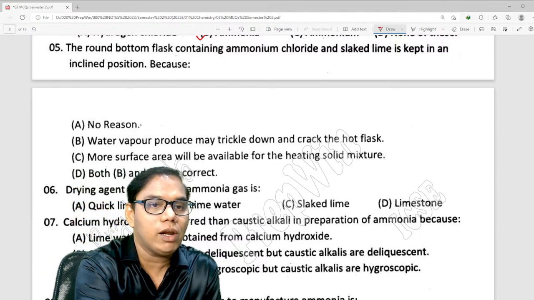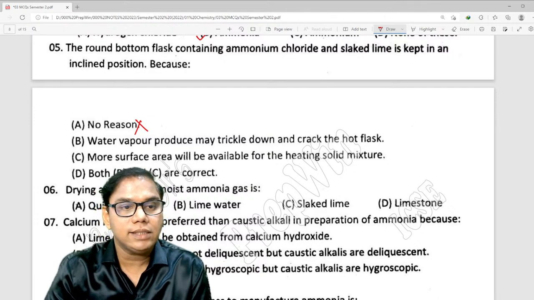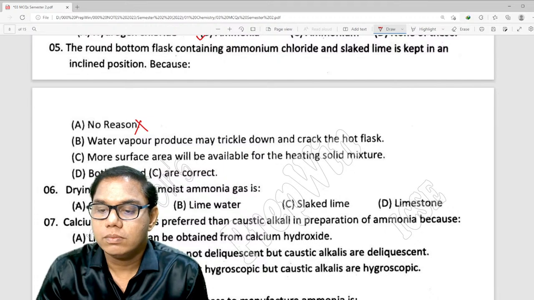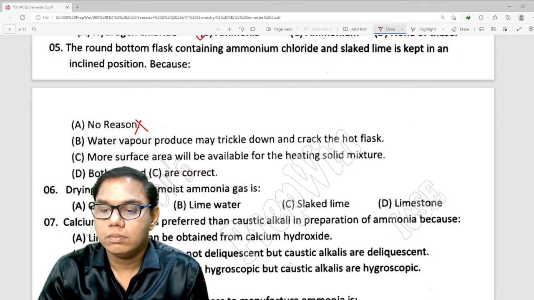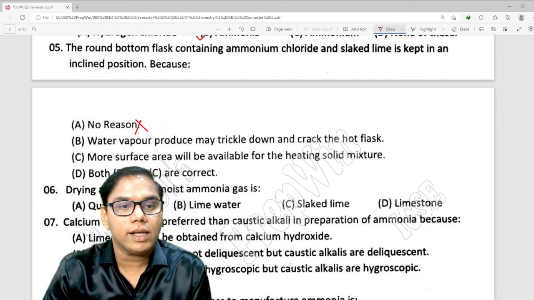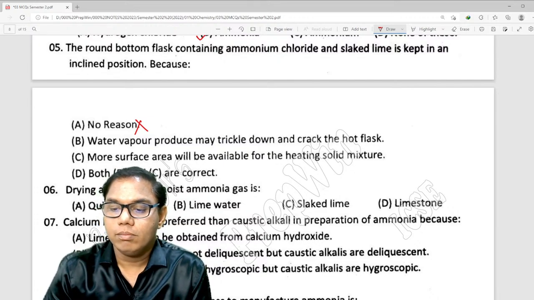Okay, we will rule this out. What is the correct option for the fifth one? Is it B? Is it C? Is it both? Is it B? Is it C? Or is it both? Come on, tell me. B, C or D?